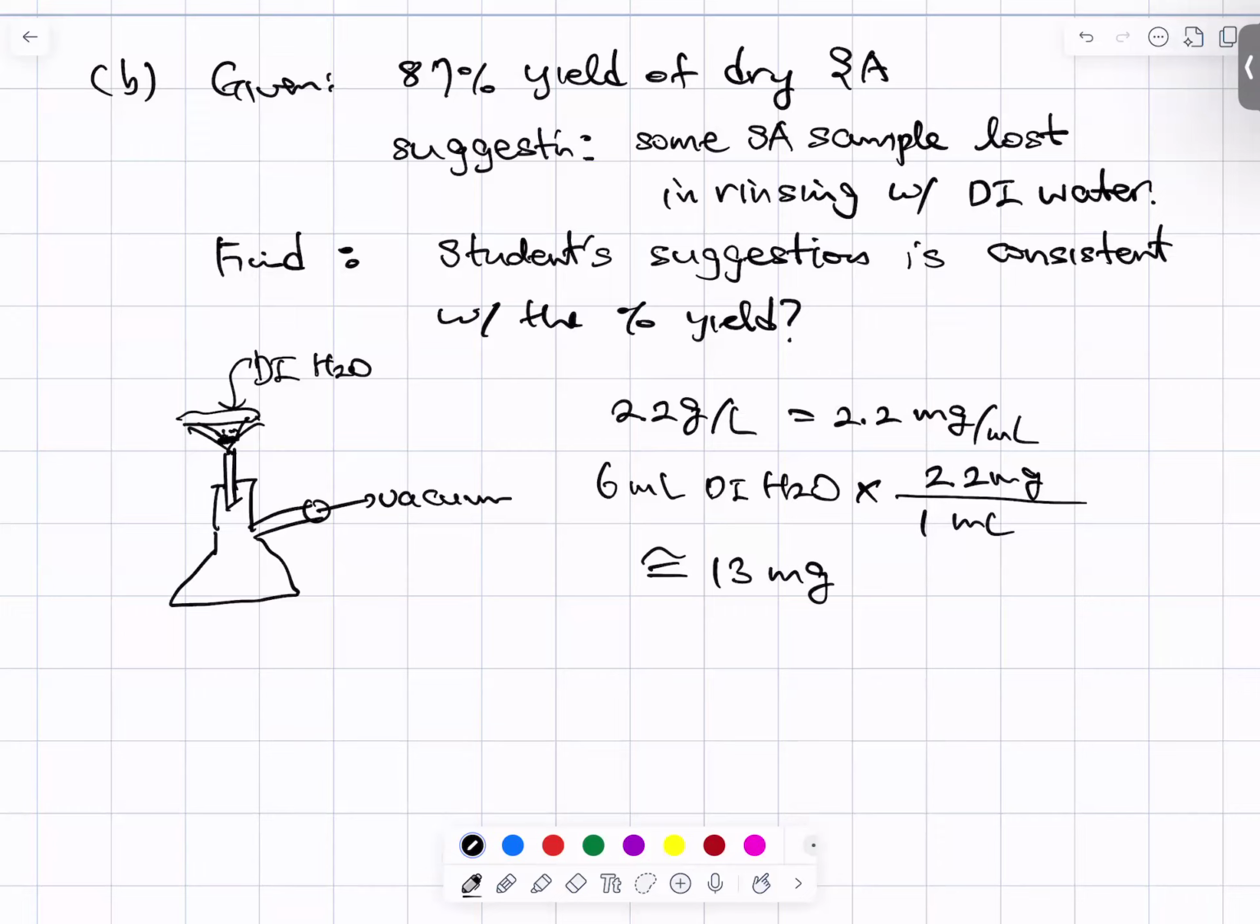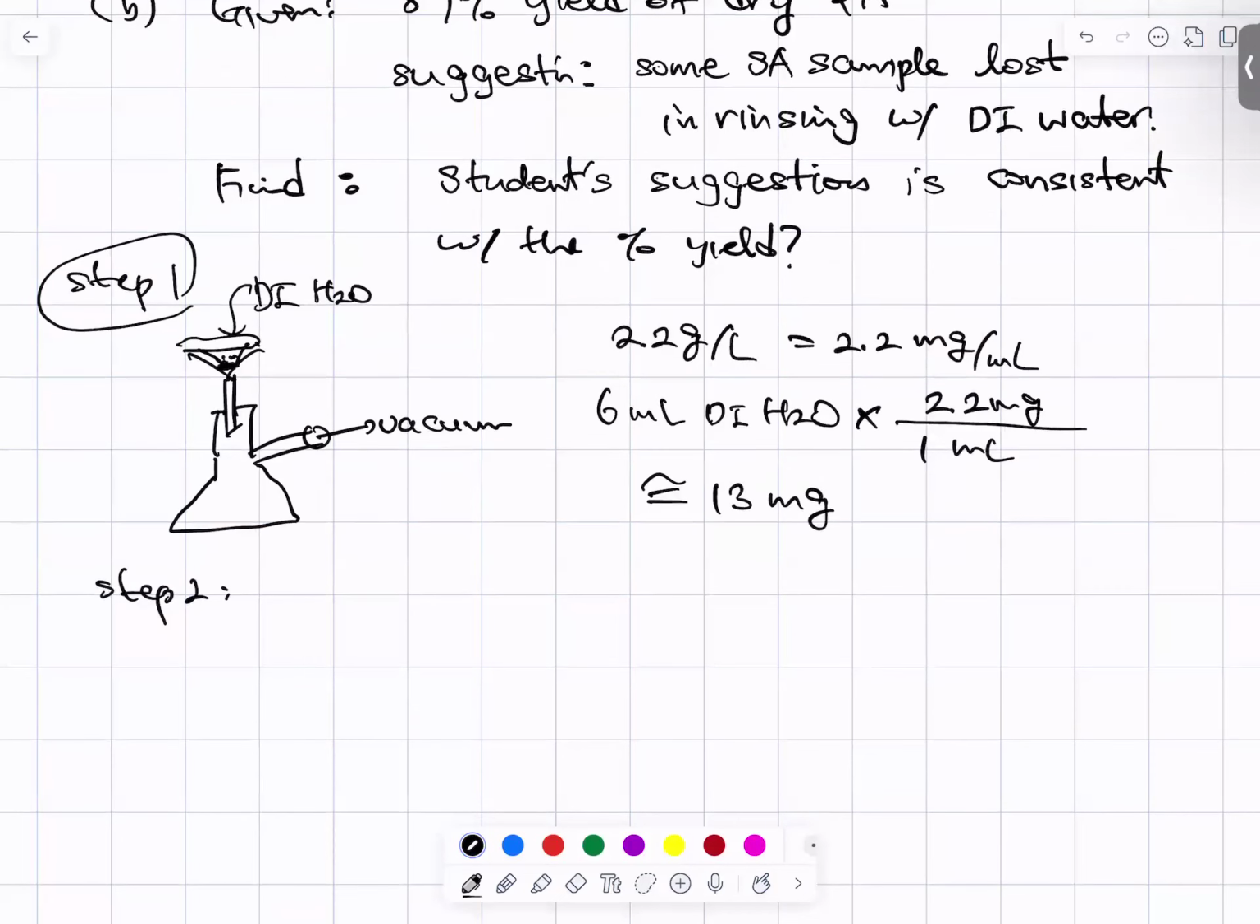Okay, this is one thought. This is step one. When I was given this one, I had to think. And step two, I try to calculate the amount of the product.